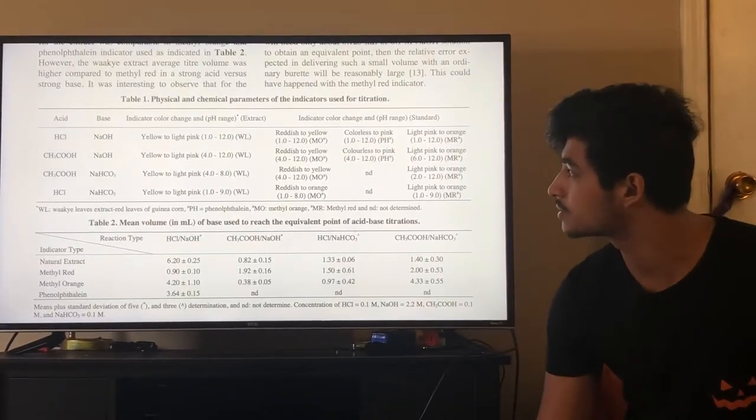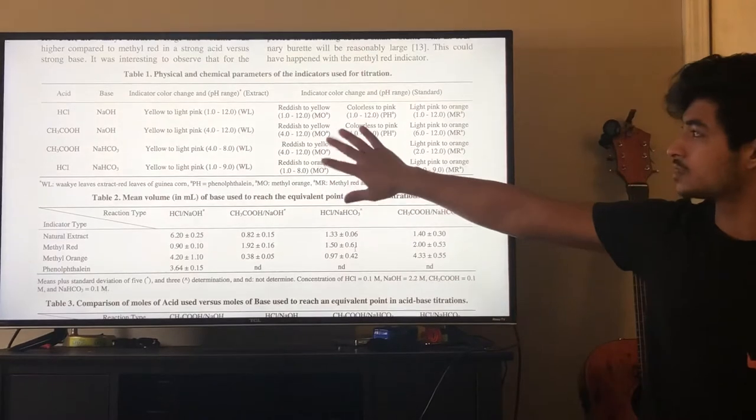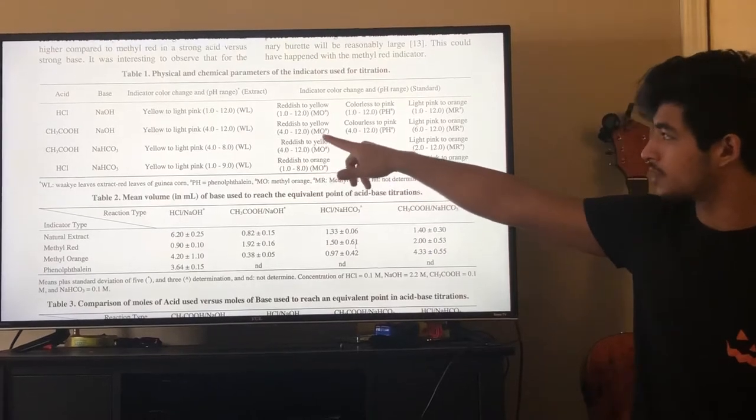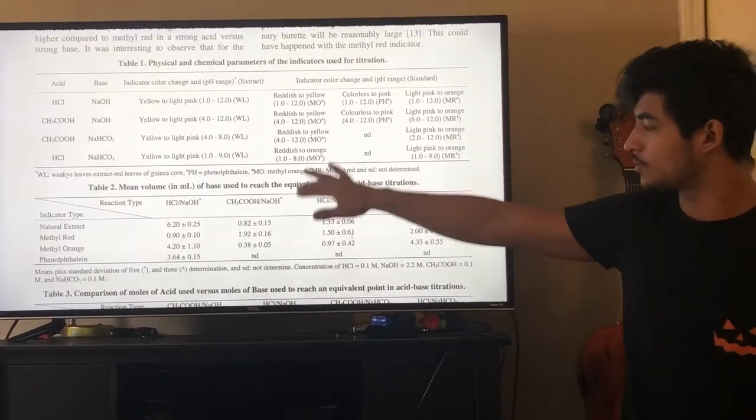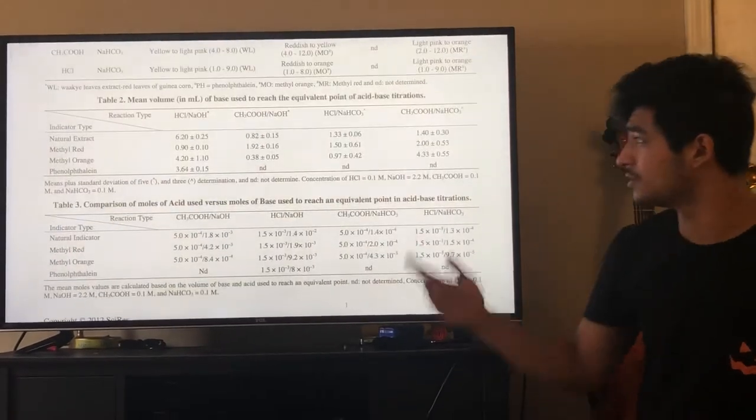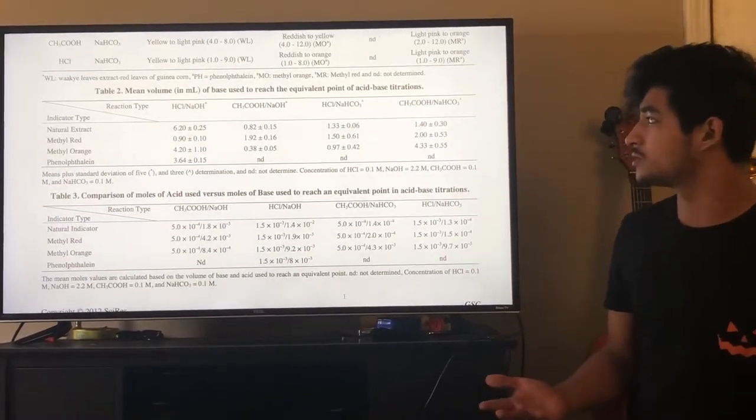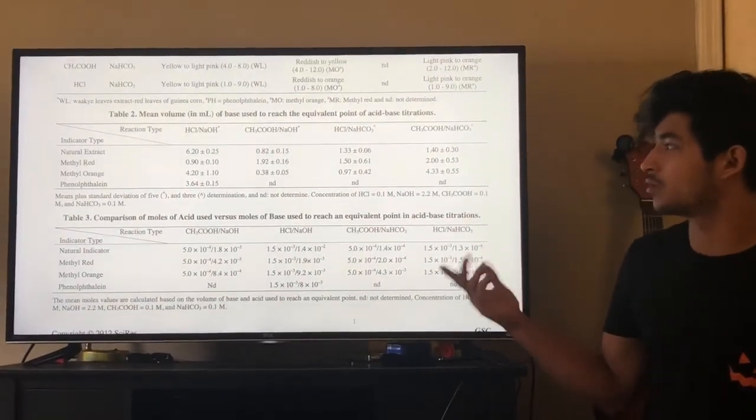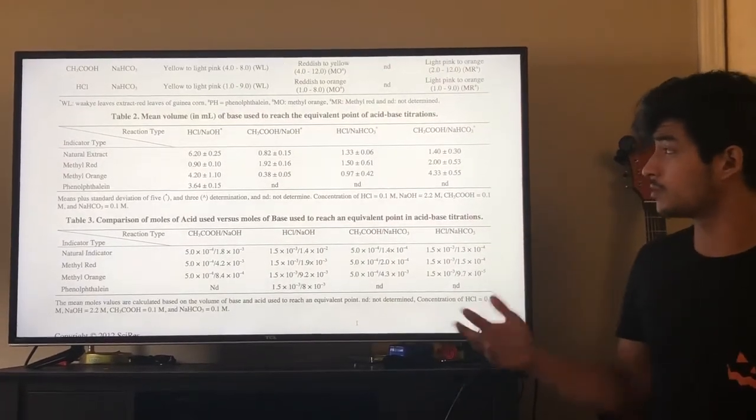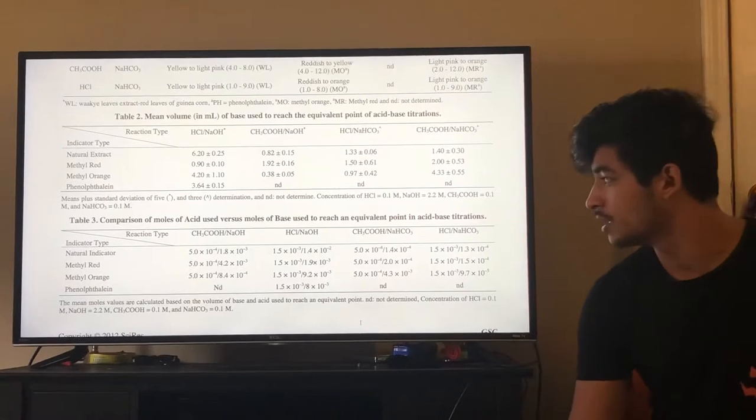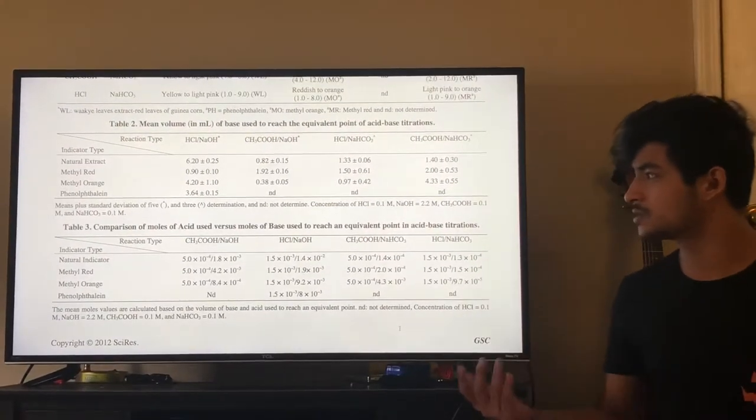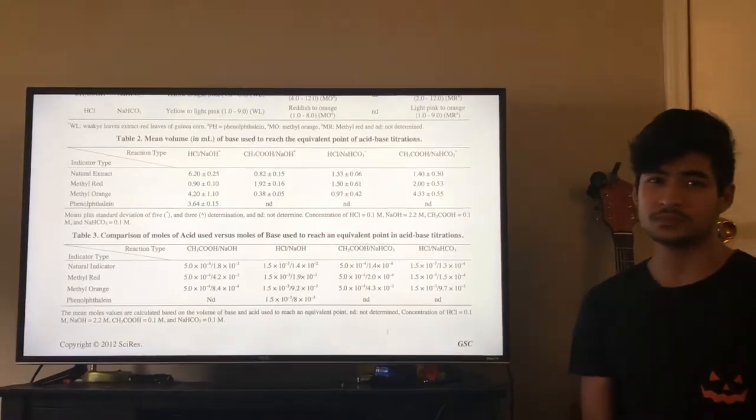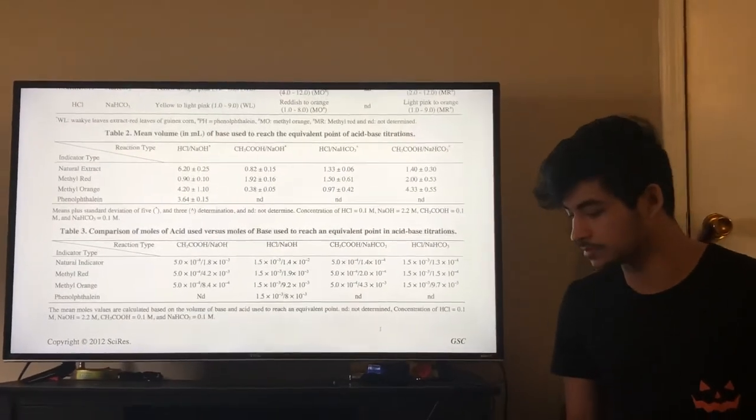So if you look at the table itself, you'll see that this is the physical and chemical parameters of the indicators. So say, yellow to light pink, and also keeping in mind the pH range and the mean volume, how much base was used to react, and what number of milliliters was used to actually reach the equivalence point. And there was another table with a comparison, which is very informational and gives us the necessary information for us to make our conclusion.